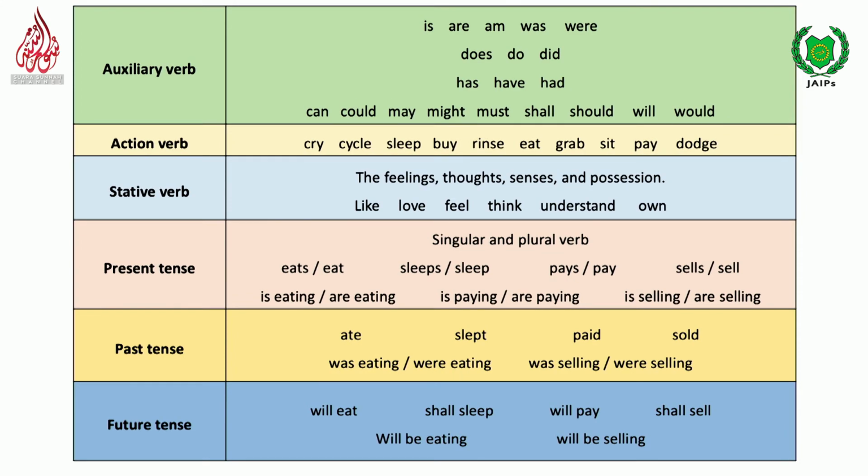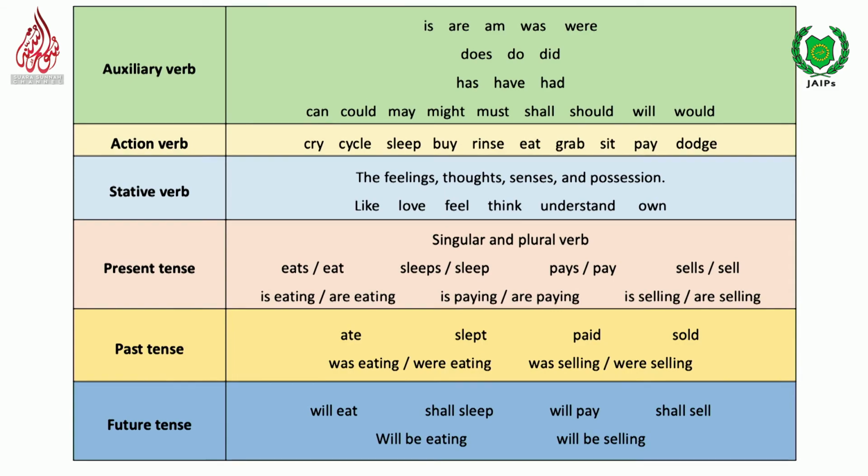Okay, let us look at the action verb. Action verbs here, for example, we have cry, cycle, sleep, buy, rinse, eat, grab, sit, pay, and dodge. Okay, stative verbs. Remember action verbs just now? Remember, something that you can act out. Boleh lakonkan semula. So all that is the action verbs.